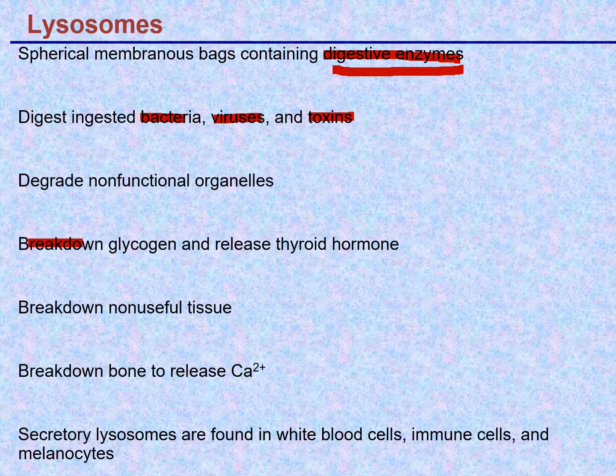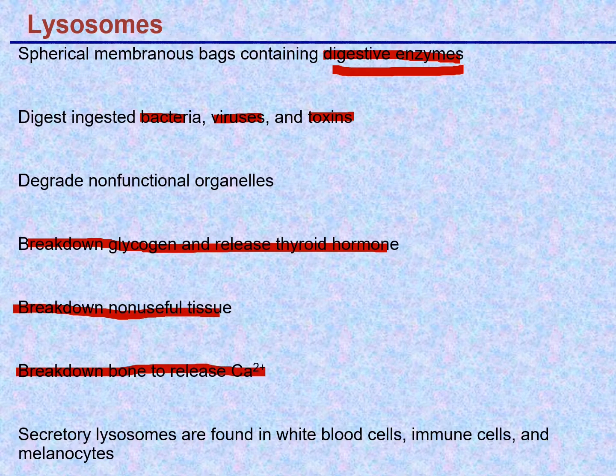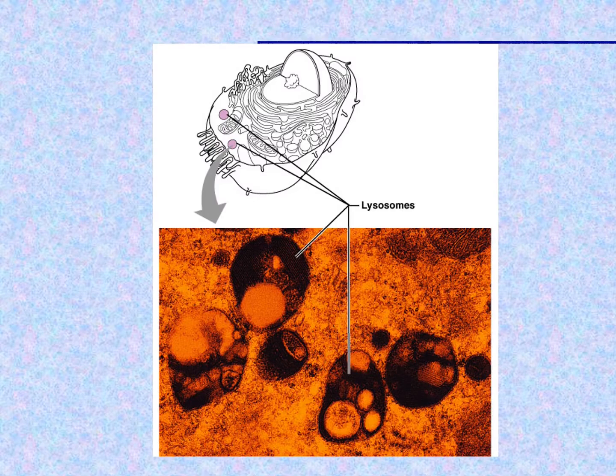These are just some examples of lysosome actions in different types of cells. Secretory lysosomes are found in some cells. They're quite important in certain cells, but let's move on. I'm not going to dwell on that part.